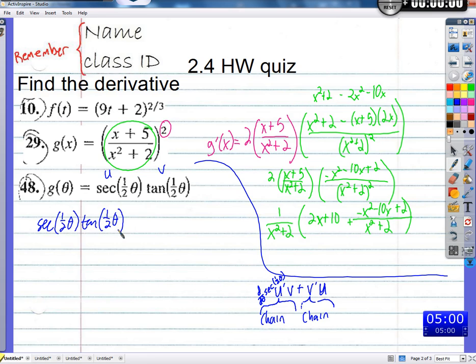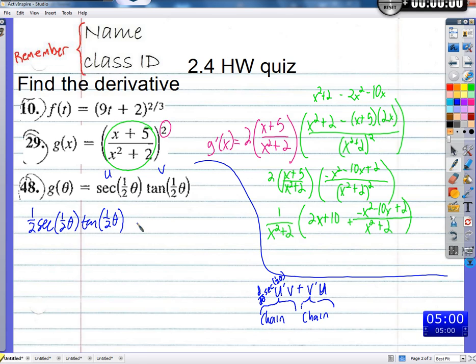Right. And we'd be done if that was just theta inside there, but it's not just theta, it's 1 half times theta. So what's the derivative of the inside function? It's 1 half, so we multiply by 1 half. Let's put it out there, makes it a little easier to look at. So what is this? U prime. It's the derivative of the first function right there.